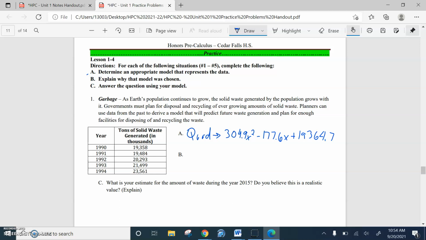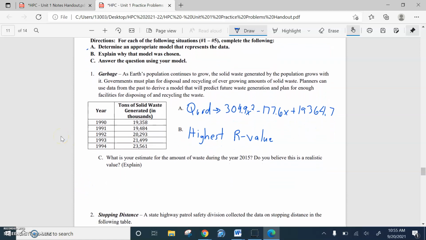B is asking, explain why that model was chosen. The best explanation for this, and again, I shorthand a lot during videos, number 1 for time, number 2 because the pen on the screen is kind of hard to write small, so I don't have a lot of room to write. But highest R value is our justification: 0.9991 versus just 0.91. You could write a little bit more than just highest R value, but the point being, that's how you determine that that's the best.